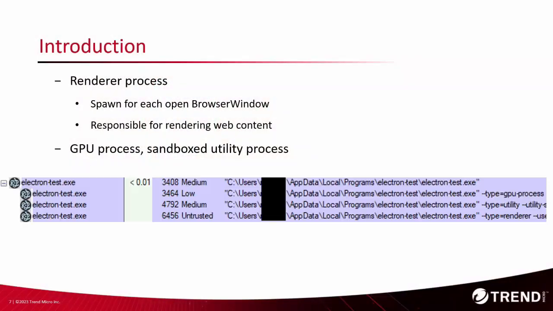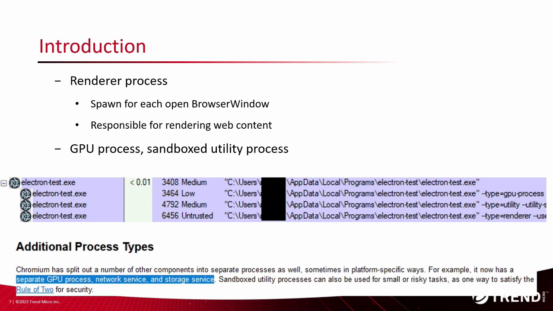Then there are a few more rendering processes, and each renderer process is for its own browser window, and it's responsible for rendering web content. There are also a GPU process, sandboxed utility processes, and so on. So when you see the processes in Process Explorer, you can see that for one application, in this case, you have 3 different processes, and you can see here as a parameter the type of the process.